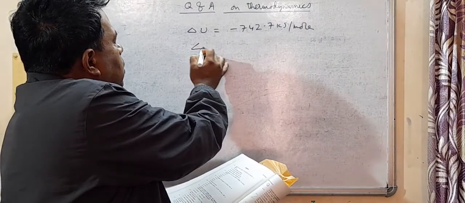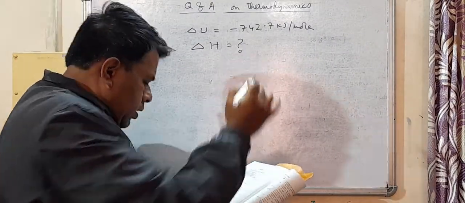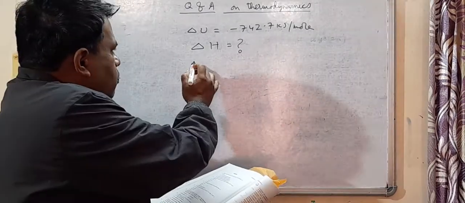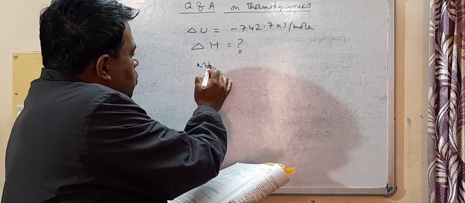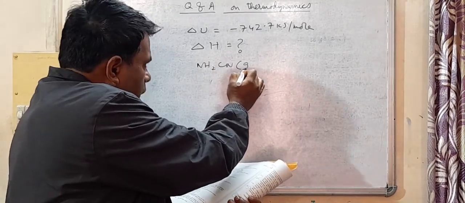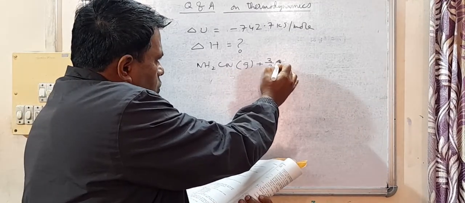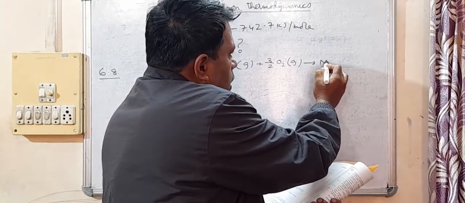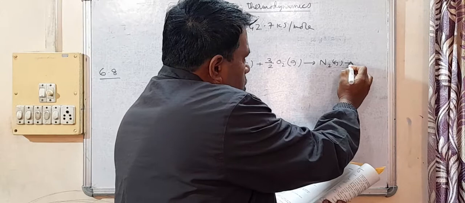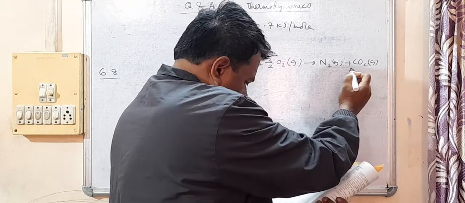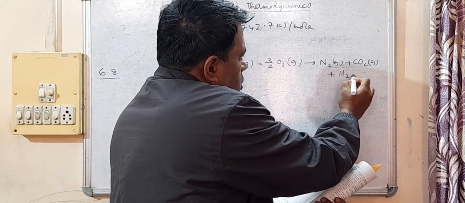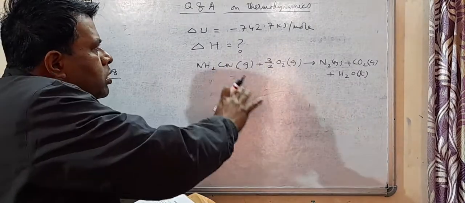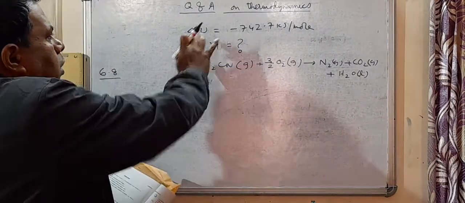That means we have to find this quantity they are asked to find, and we have to find it for this process. The process is given: NH2CN gas plus 3/2 O2 gas arrow N2 gas plus CO2 gas plus H2O liquid. So for this reaction we have to find delta H. Delta U is given.